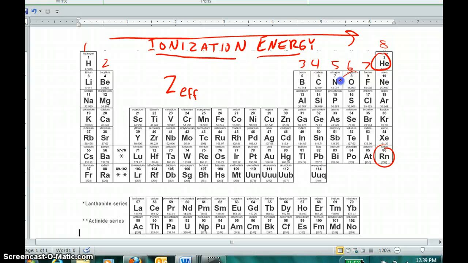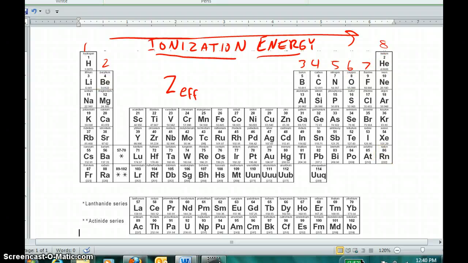An atom that has a greater effect, say oxygen of +6 on its valence electrons, compared to, say, beryllium, which only has a +2 effect, it's going to be much harder to remove an electron from an atom that's got a greater effect on its valence electrons. And therefore, it's going to require you to do more work, and hence you'll need greater ionization energy. So yes, generally that's true. As you go left to right, the ionization energy increases.